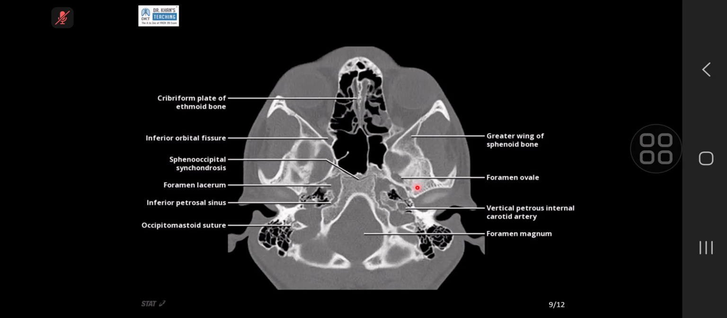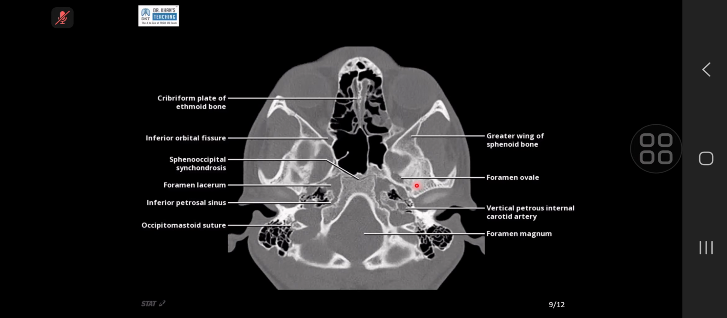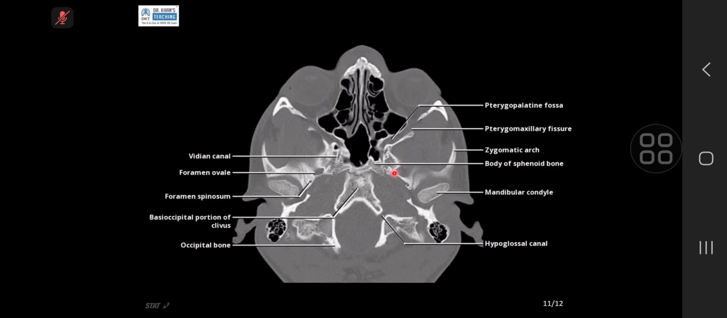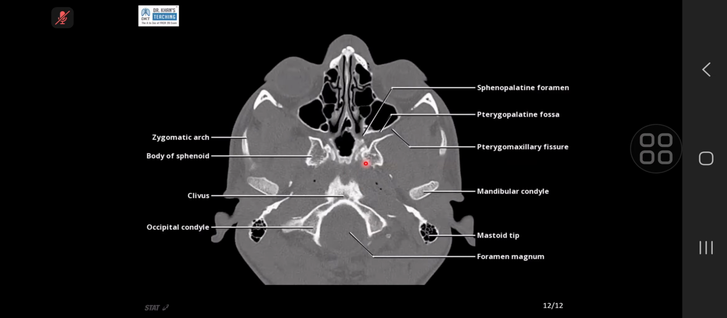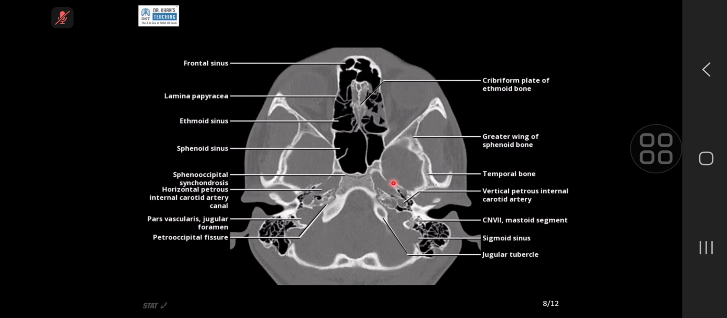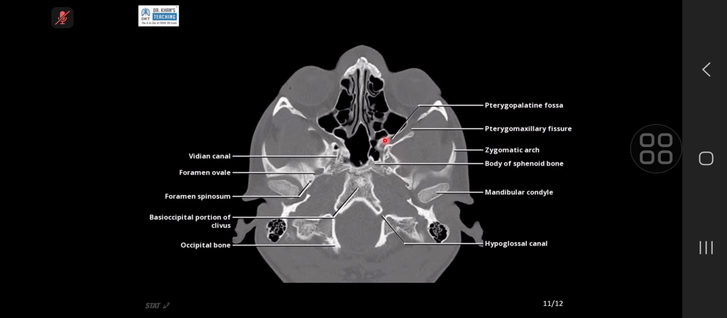So this is the foramen rotundum on this side, which is not as clearly seen as on the right. If we continue below, this is the sphenoid sinus, and then you will see the Vidian canal coming into view, and now this is the pterygopalatine fossa. So this is the main anatomy, and the other thing which we have to cover is the pterygopalatine fossa. We'll come back to that.